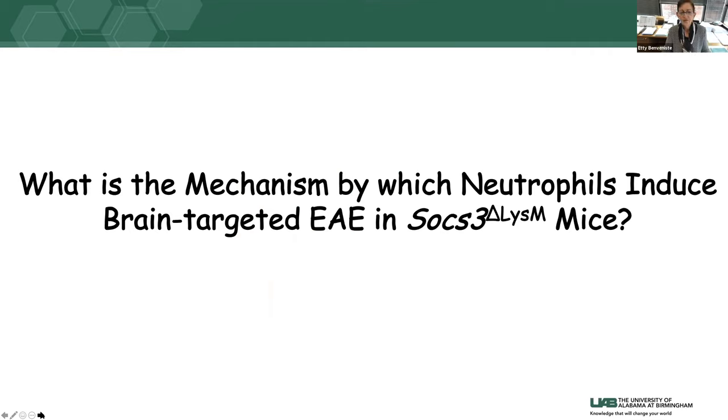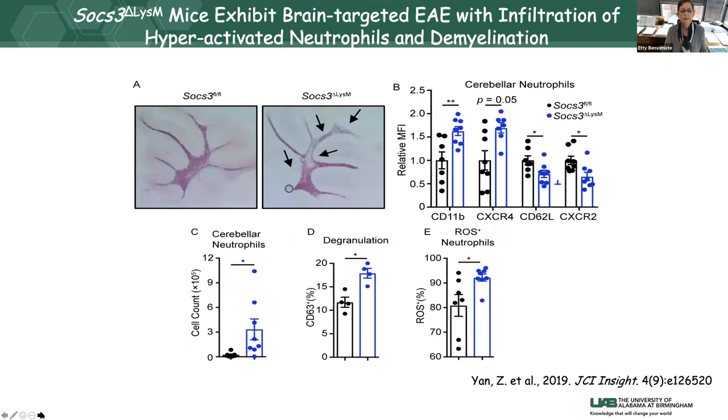So this led us to ask, what's the mechanism by which neutrophils induce this brain-targeted EAE? First, just some characterization of the mice. You can see in panel A the demyelination in the cerebellum.